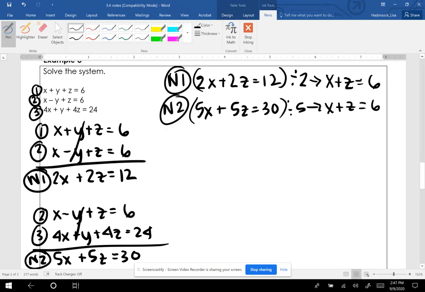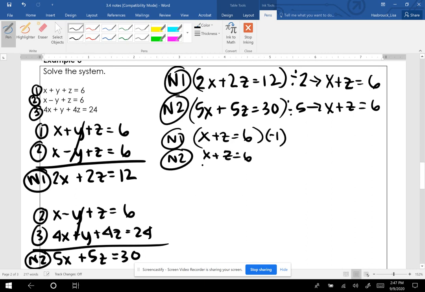Now, looking at these two equations, to eliminate, all we have to do is multiply one of them by a negative 1. So I'm going to rewrite these equations simplified. Multiplying the first equation by negative 1, I get negative x minus z equals negative 6. So when I add these together, notice everything cancels out. We get 0 equals 0.